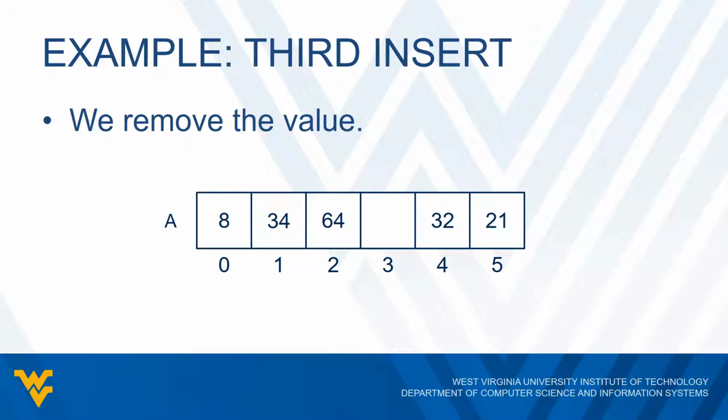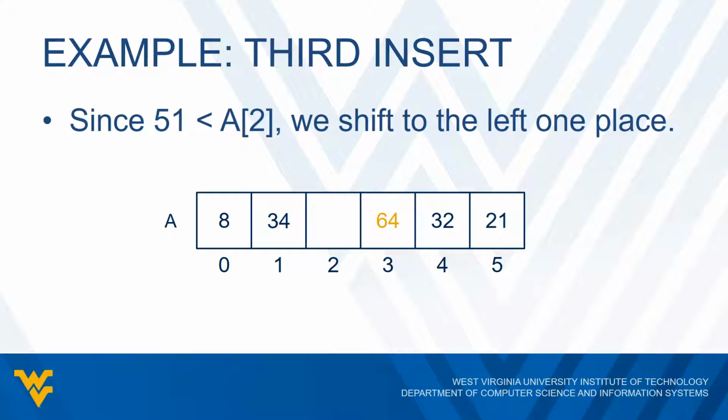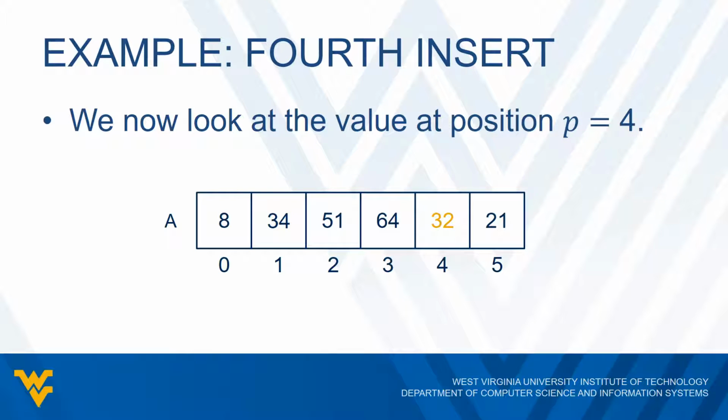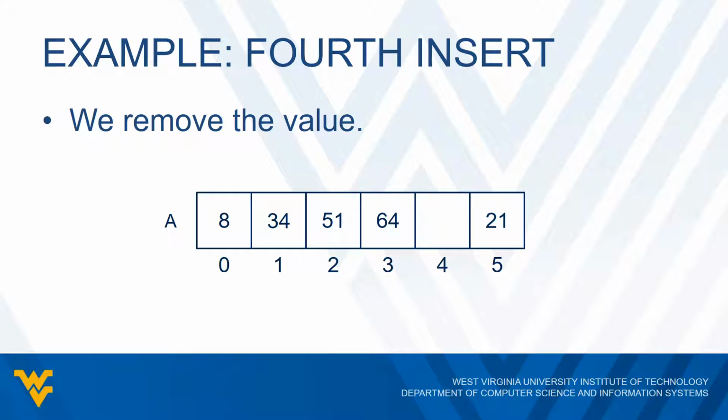So we remove 51 from our array. And since 51 is less than 64, which was the value at A2, we need to shift down one place, so we move the 64 to A3. And since 51 is greater than 34, this has to be the correct spot for 51, so we're going to put 51 at A2. We'll now do the next iteration where we look at position 4. So just notice that from A0 to A3, everything is sorted. We remove 32 from our list.